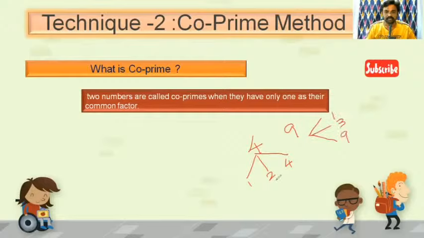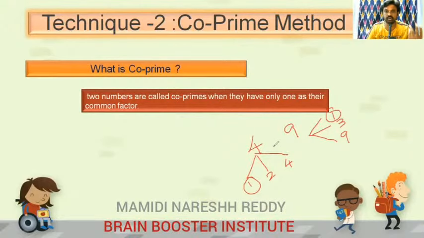Just compare those factors. Let us take only the common factor now. The common factor is only 1. That means 4 comma 9 have only 1 as the common factor, so 4 comma 9 are co-primes. I think you have got an idea about co-primes now. Like that, we can take 3 comma 4. Every two consecutive numbers are co-primes only. Why? Because they have no common factor except 1.